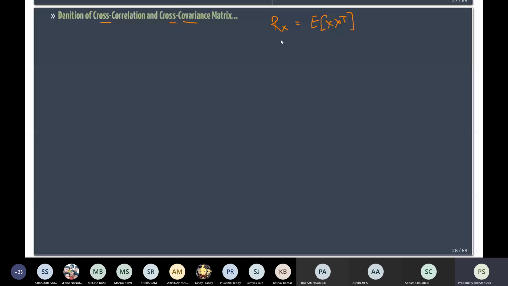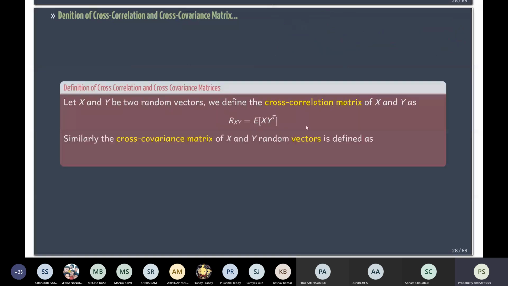The same thing is done for the covariance. We had the expectation of X minus expectation of X, times X minus expectation of X transpose. So substitute one of them by Y. We define the cross correlation like this and the cross covariance like this. Remember, this is now different here. It is the usual extension of what we have done in the two variable case.